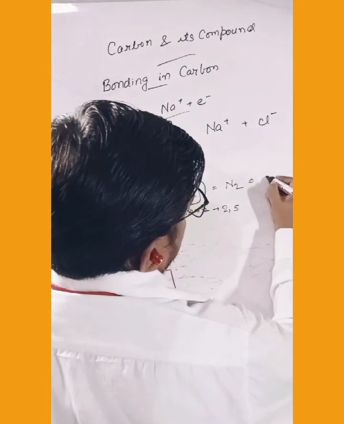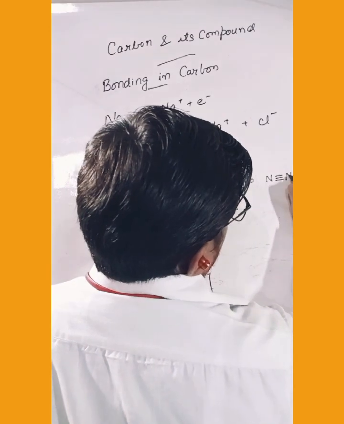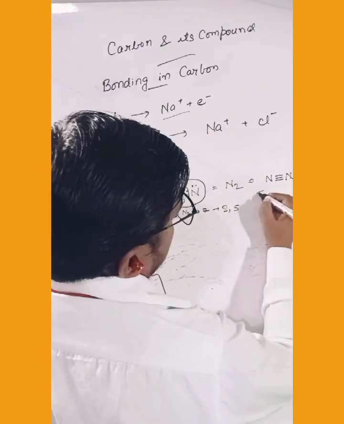Its skeletal structure would be N≡N. Now it is called a triple covalent bond.